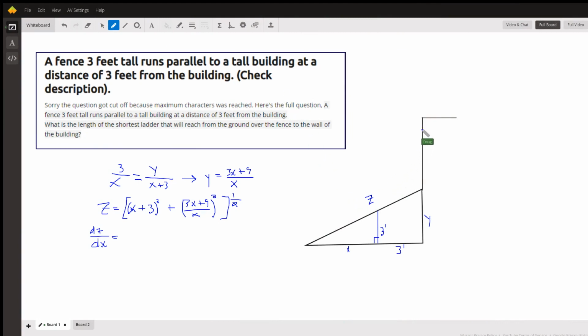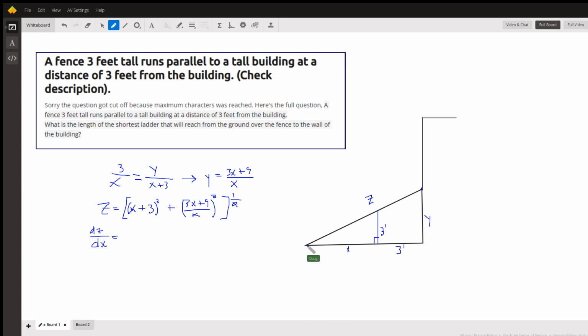Okay, we've got this tall building here. We've got a fence running parallel to the wall of that building that's 3 feet high and also 3 feet from the wall of the building. And we want the length of this ladder from the ground to touch the building. We want the shortest ladder.